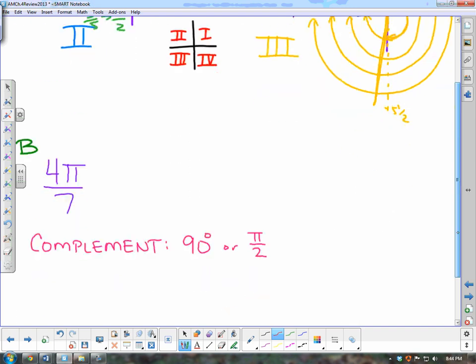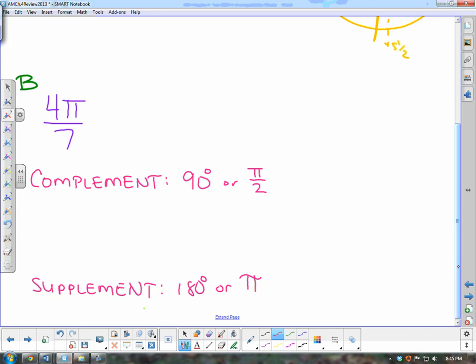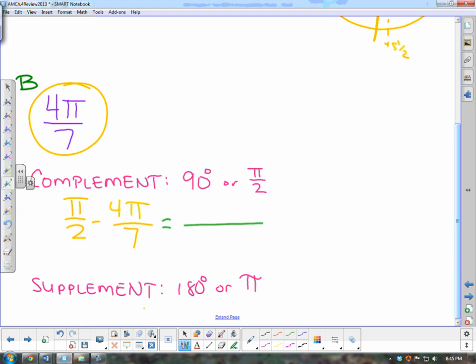Moving on then, finding the complement of an angle. For 4 pi over 7, to find the complement, remember they have to add up to 90 degrees or pi over 2. So since we have 4 pi over 7, you would take pi over 2 minus 4 pi over 7. In order to subtract, you would need a common denominator, which in this case is 14. This one has to be multiplied by 7 to get to 14, so this is going to be 7 pi over 14. This one would have to be multiplied by 2 to get there, and that would be minus 8 pi over 14.